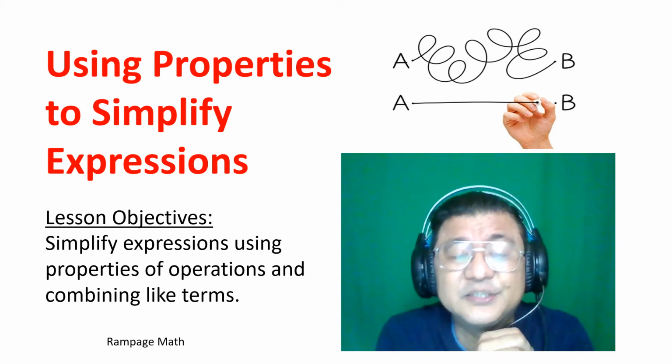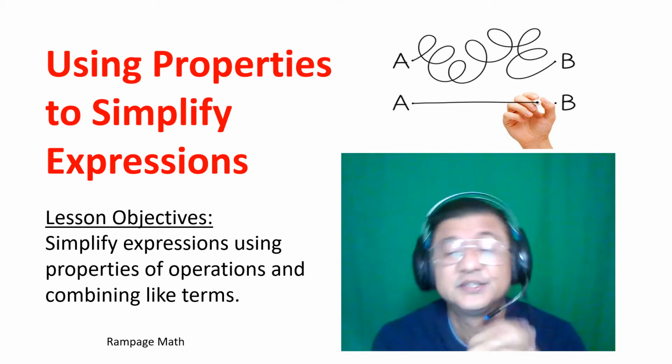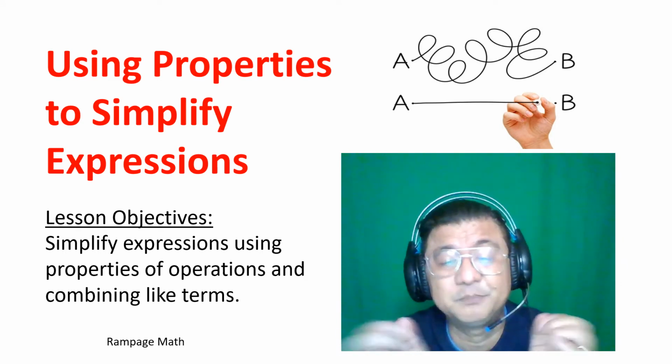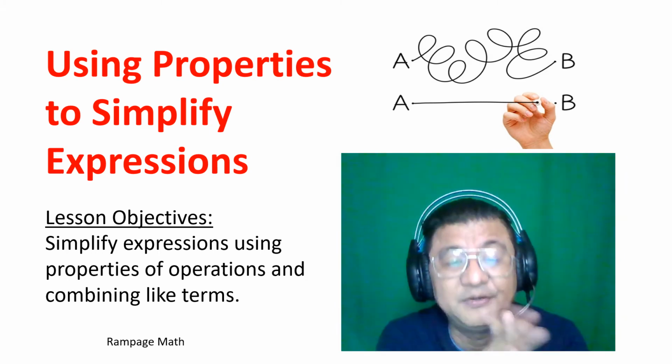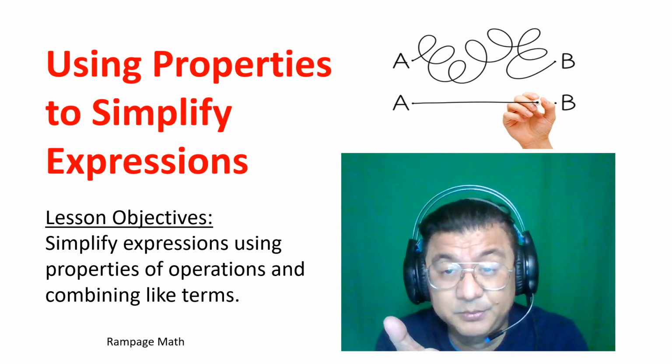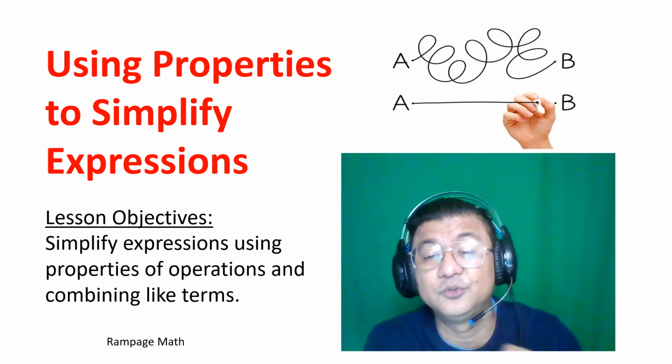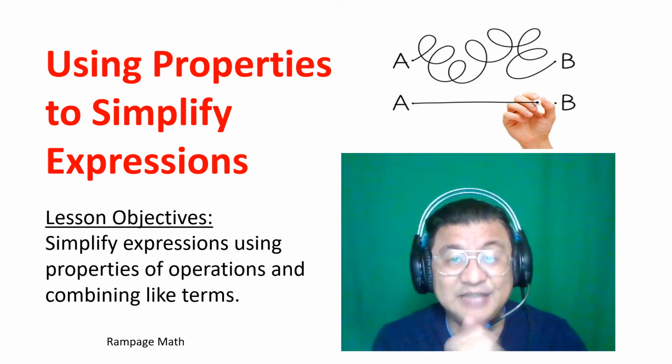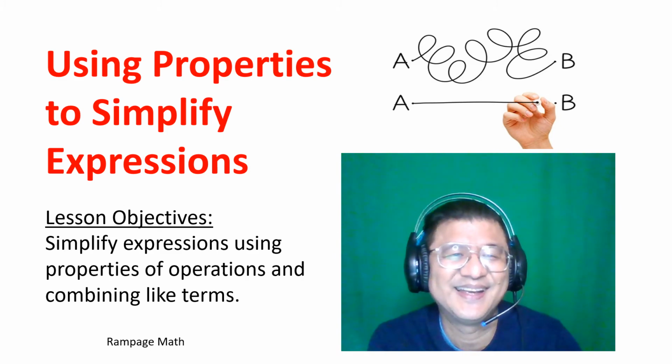Same with our algebraic expressions. Sometimes they're too long, too difficult, but guess what? You can simplify them. And how will you simplify them? You will use the properties of expressions, and that also includes combining like terms. So that's the lesson for today.